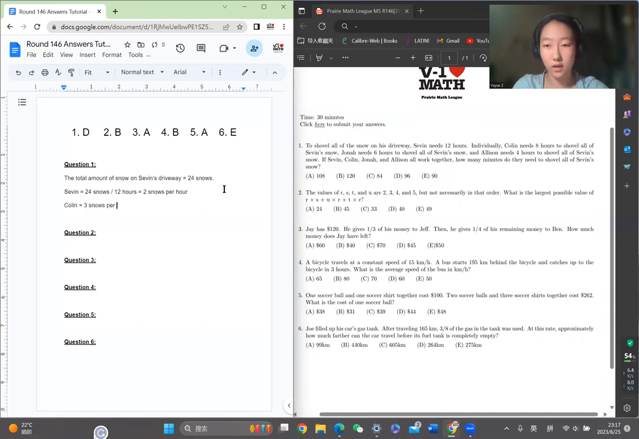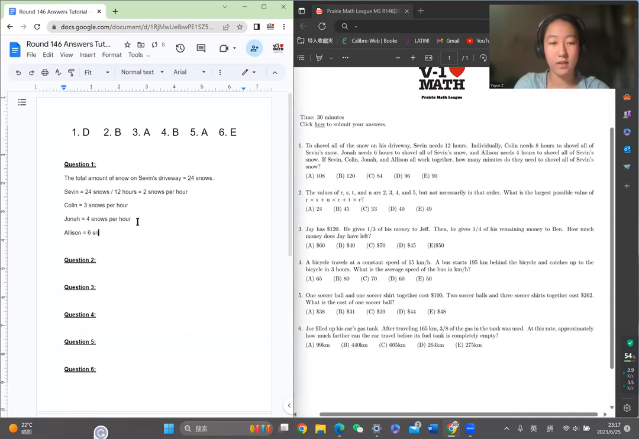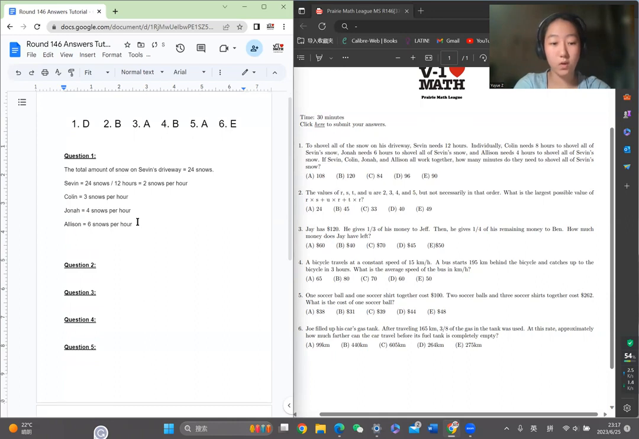Colin shovels snow at 3 snows per hour. Jonah shovels at 4 snows per hour. Typo, sorry. And Allison shovels at 6 snows per hour. Therefore, the total speed, or the total rate, when all 4 of them shovel snow together is 2 plus 3 plus 4 plus 6 equals 15 snows per hour.